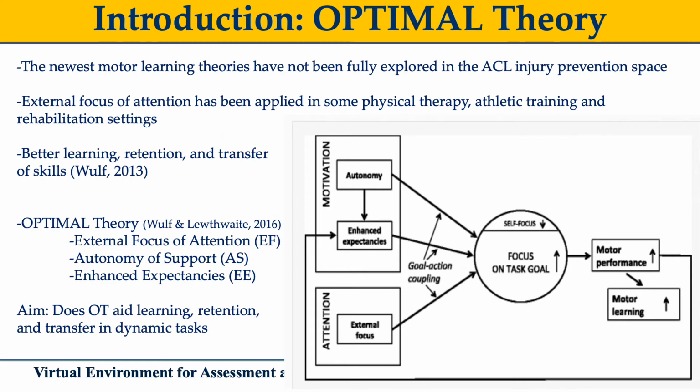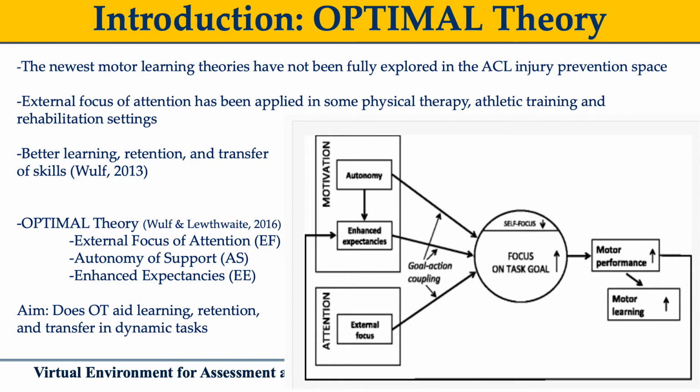But how do we gain or strive for better hip-knee alignment? The newest motor learning theories have not been fully explored in the ACL injury prevention world. It is known from past literature that an external focus of attention has aided some physical therapy, athletic training, and rehabilitation settings, and better learning, retention, and transfer of skills have been seen. One theory that has limited application to ACL injury prevention is optimal theory.